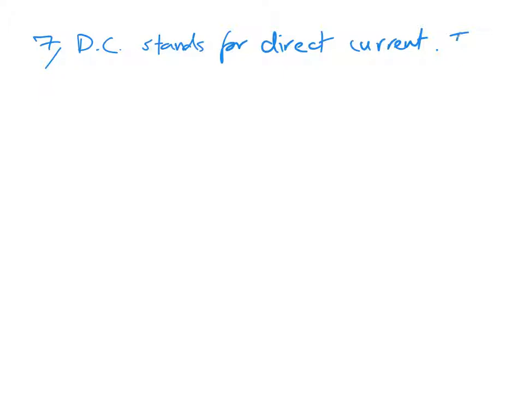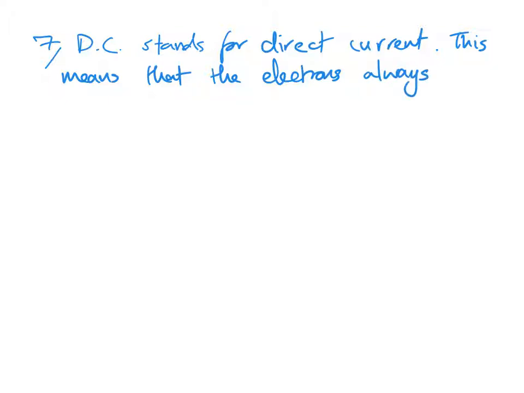Okay, so learning outcome 7. DC stands for direct current, and this means that the electrons always move in the same direction.